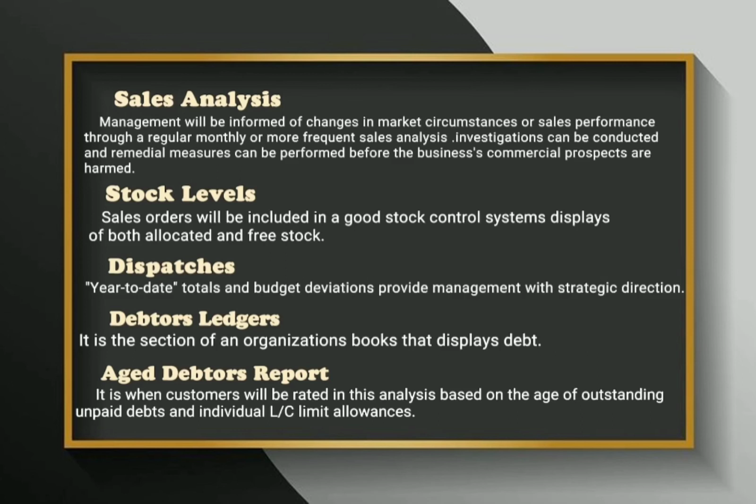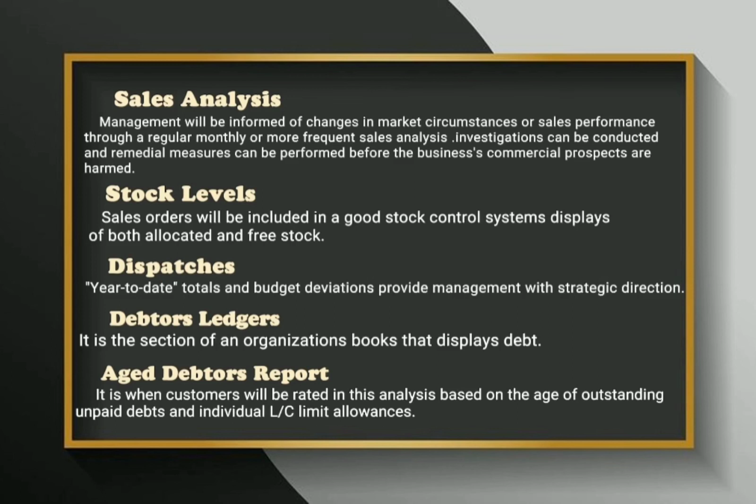Stock levels. Good stock control systems will include sales orders, displaying both allocated and free stock. It is also the amount of inventory necessary for efficient and effective product control, preventing both overstocking and understocking. Inventory control is necessary in order to keep the stock of items as low as feasible while yet making them accessible as and when needed. The term stock level describes the quantity of products or raw materials that should be kept on hand by a firm in order to sustain operation and prevent scenarios like understocking or overstocking.